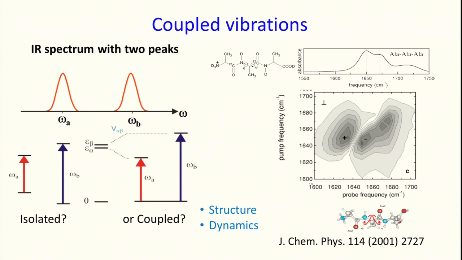And not only structure, the advantage is that since these vibrational coherences all decay in ultra fast time scale, one can talk about ultra fast dynamics of evolution of structure by looking at how this coupling changes as a function of time. That is the appeal of 2D IR spectroscopy to the ultra fast community.